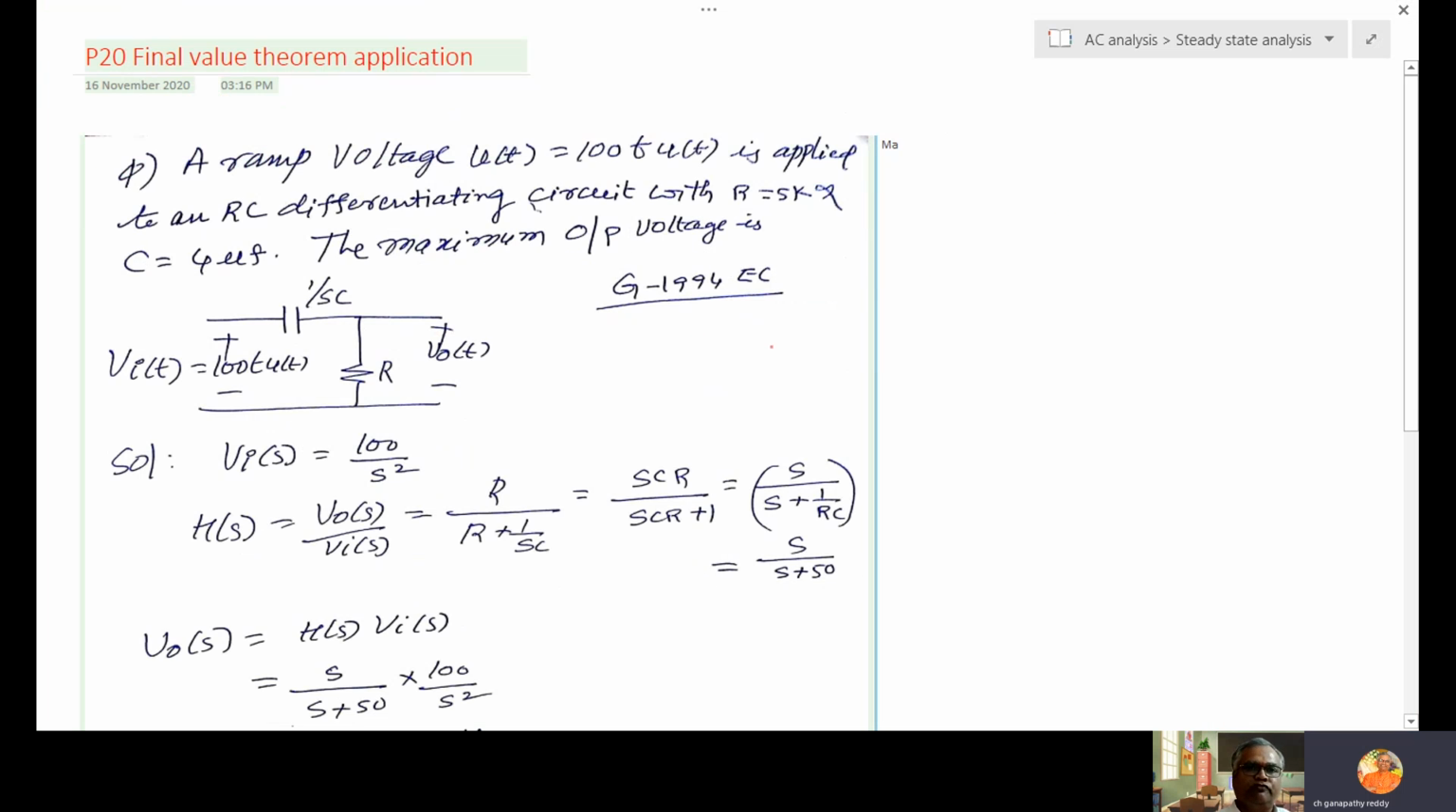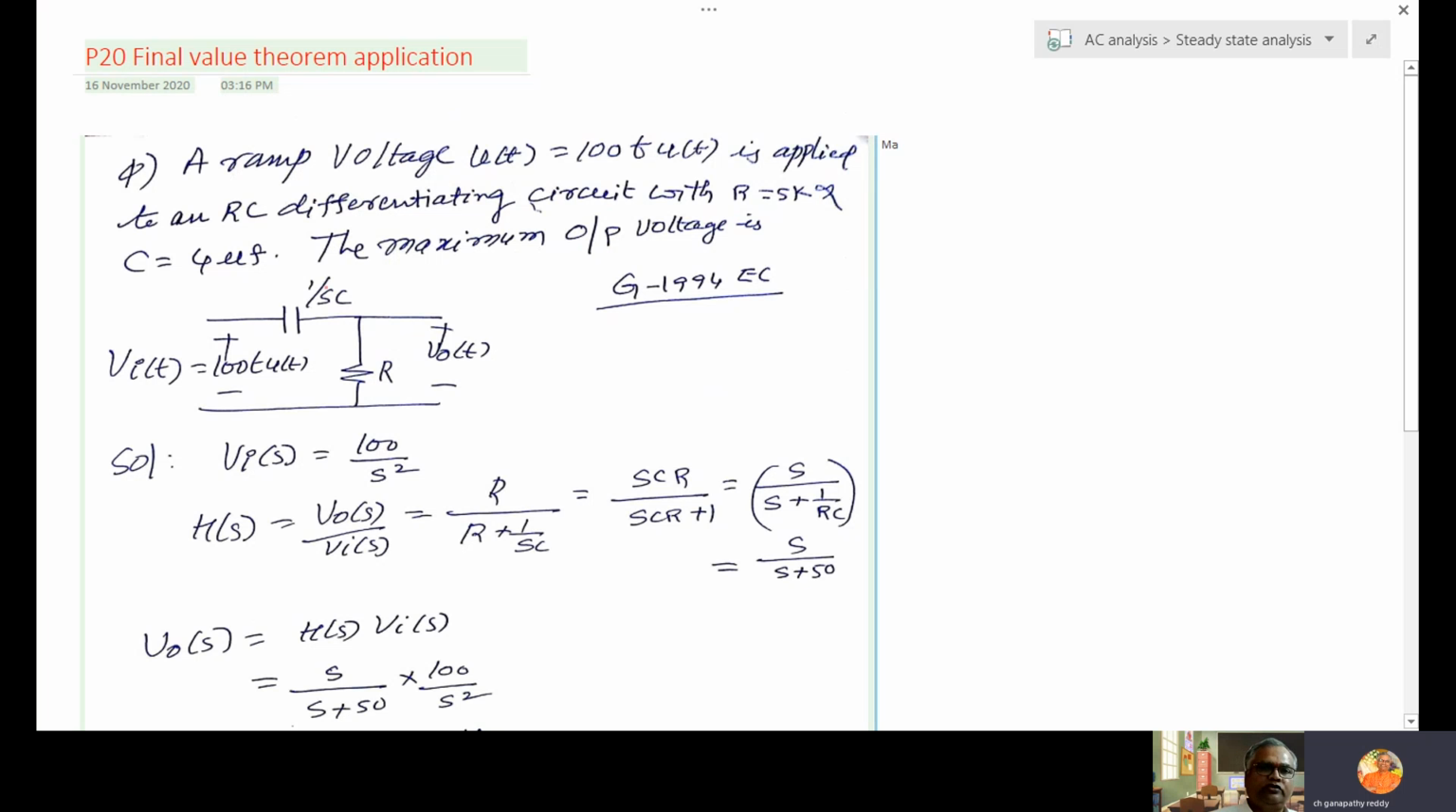This is an application of the final value theorem. A ramp voltage V of t, 100 t U of t is applied to an RC differentiating circuit with R equal to 5K, C equal to 4 microfarads. The maximum output voltage is?